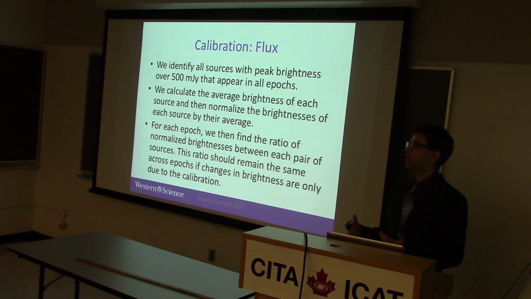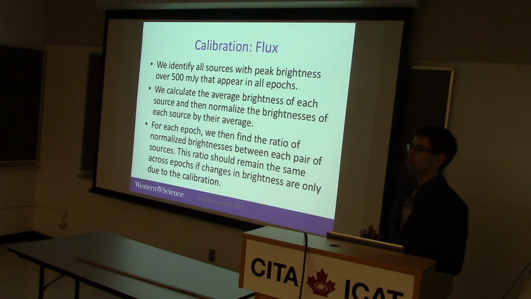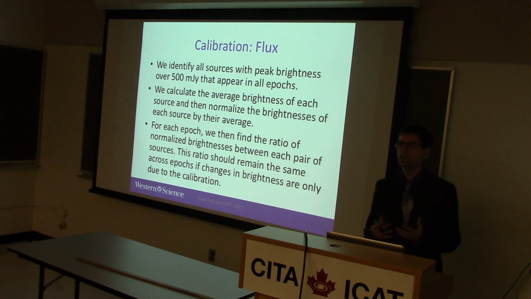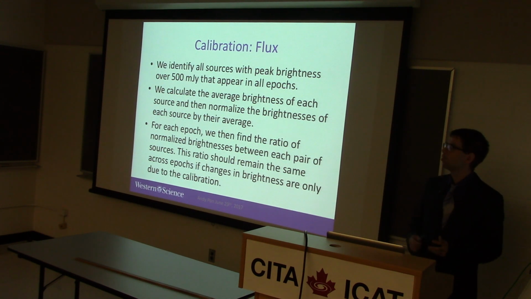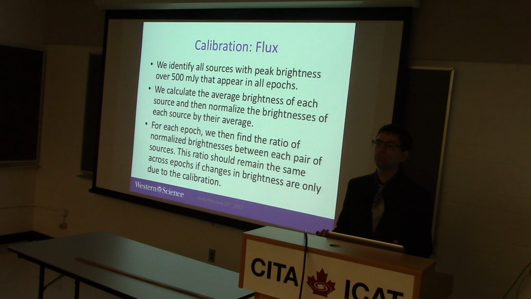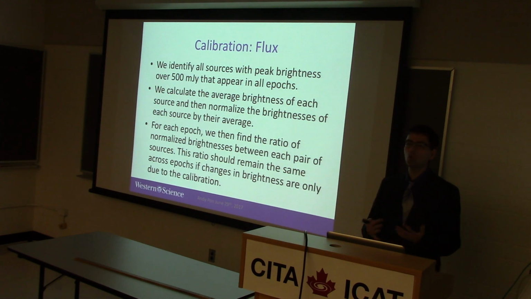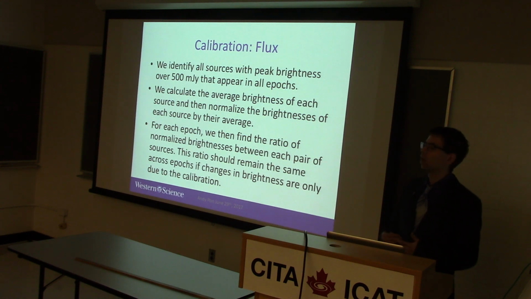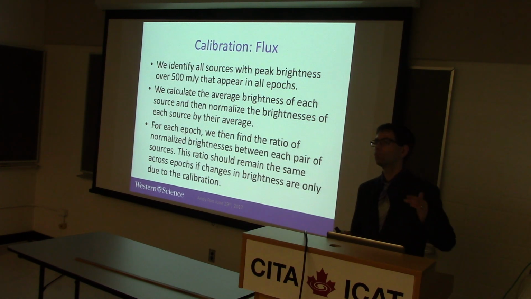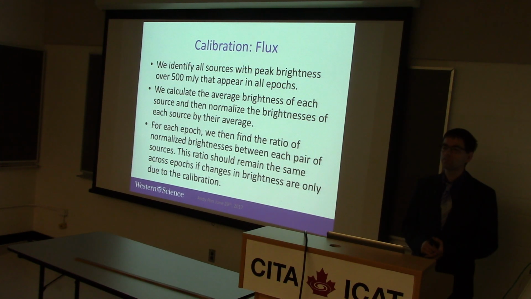And ideally, we want to have fairly isolated sources, ones at least that are not confused with other sources, so we can get a really nice measurement each time. And we want to make sure that they appear in all of the epochs. What we then do is for each source, we calculate their average brightness over all of the epochs, and then we normalize everything. So we basically want to say, is it 3% brighter than normal? Is it 3% dimmer than normal for each of the images?